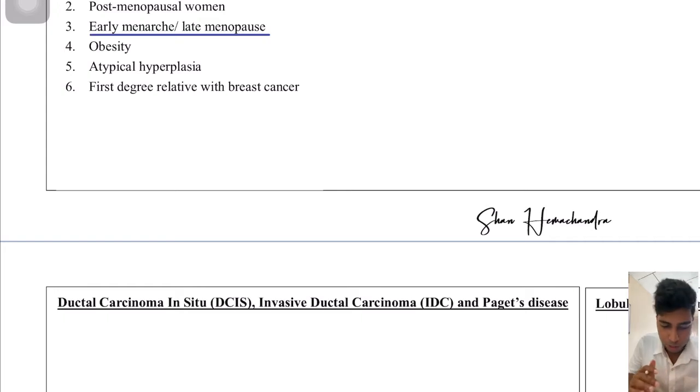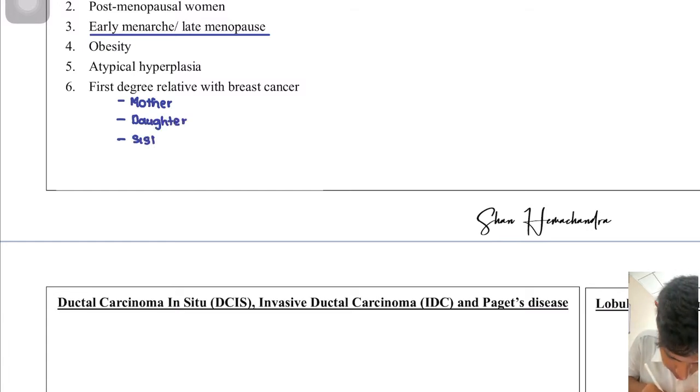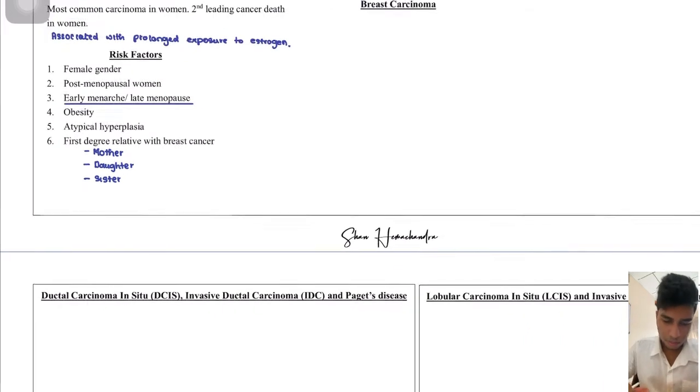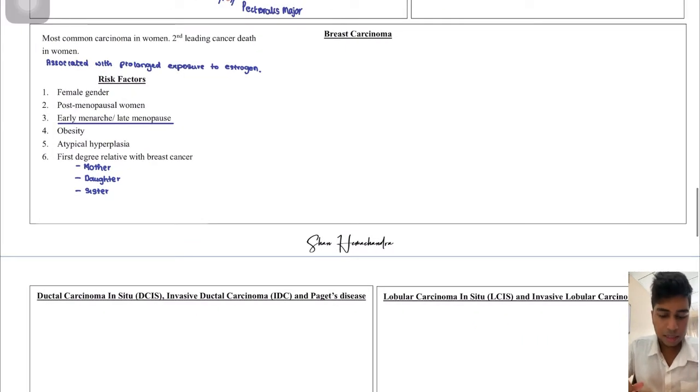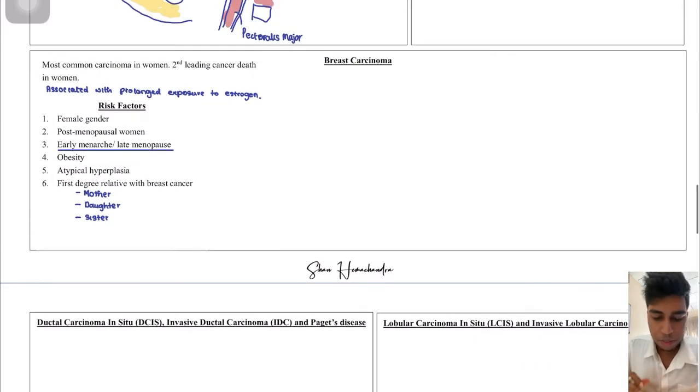So if you learn genetics, you should know first degree relatives are either your mother, your daughter, or a sister. Okay, so that is the risk factors for breast carcinoma. Now we are going to learn the classification of breast carcinoma.